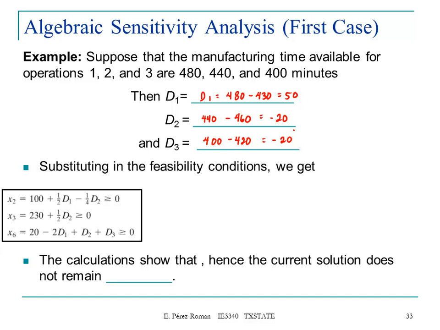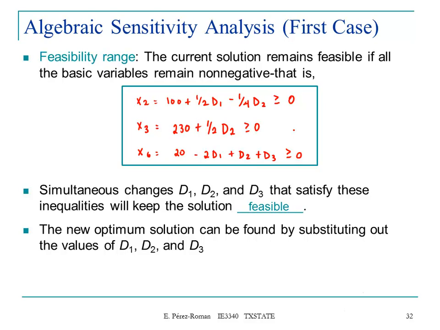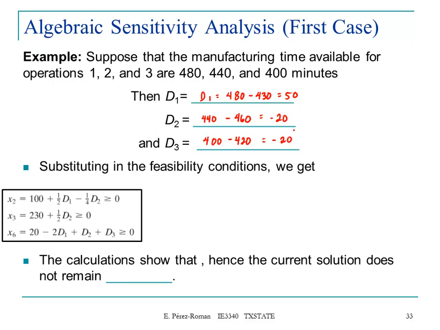Those are the original values. These are coming from the example. These are given, and the other ones are coming from the original values. So now I'm changing those. I'm telling you, instead of the original values, this is what you have. So those are the differences. Then we can substitute these d values in the feasibility conditions, and we get the following.